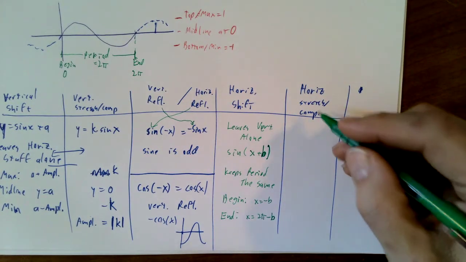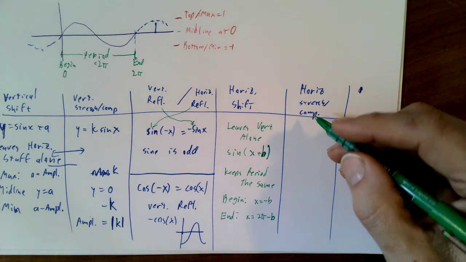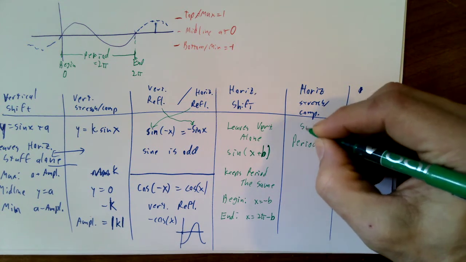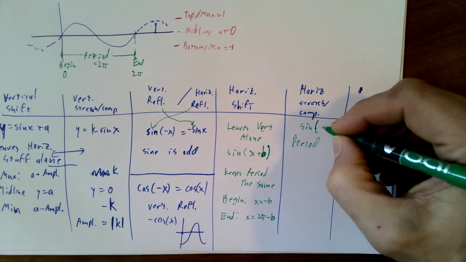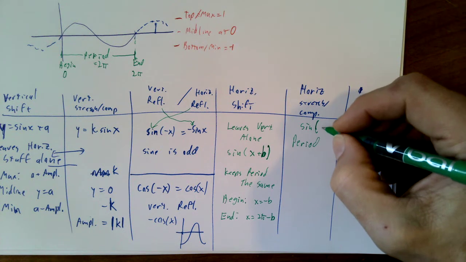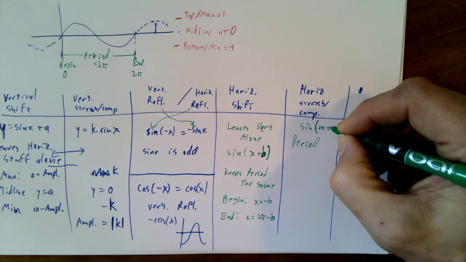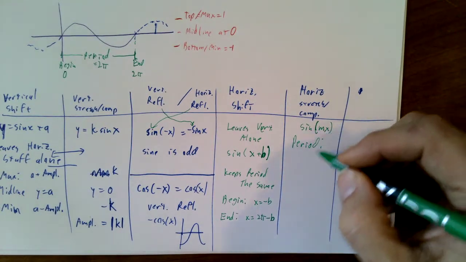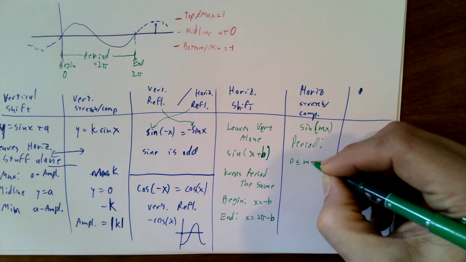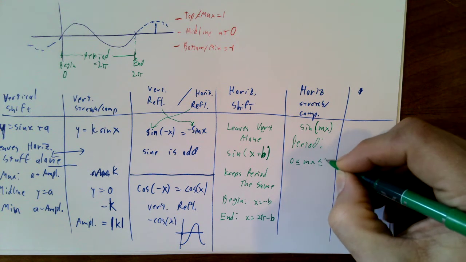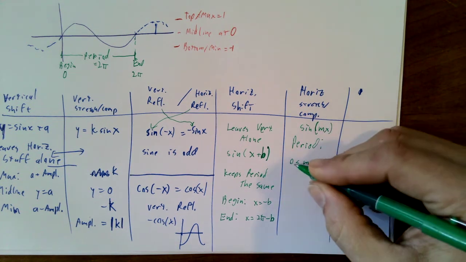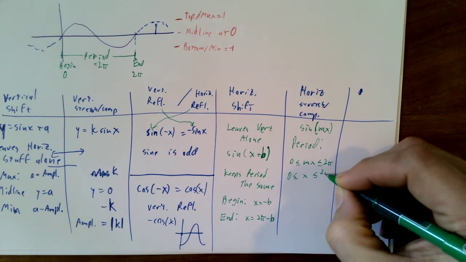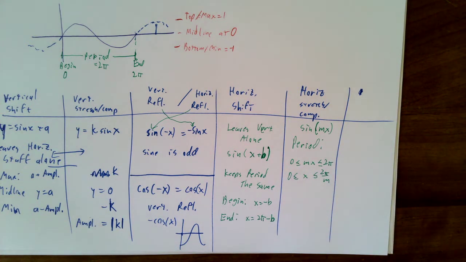Horizontal stretching and compression does change the period. So if this is something like sine of mx, then we're looking at when the input goes between 0 and 2 pi, a complete cycle. So if you do a little division right here, you see x is going between 0 and 2 pi over m.